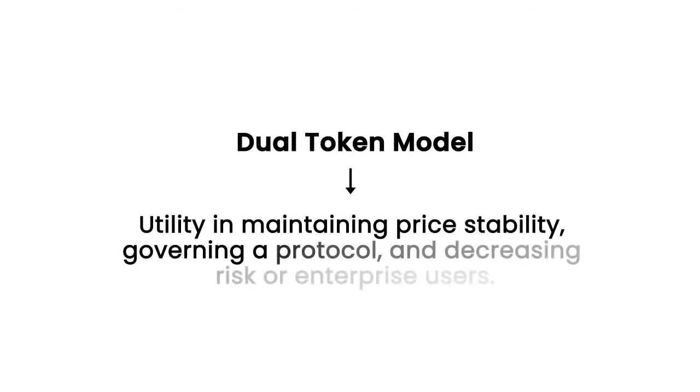that effectively ended ICOs. Outside of ICOs, the dual token model has a lot of utility in maintaining price stability, governing a protocol, and decreasing risk for enterprise users. MakerDAO, for example, uses their Maker token for governance, utility, and recapitalization. Token holders have the authority to vote on governance proposals to upgrade or make changes to the protocol. Maker tokens are also used to keep their stablecoin DAI pegged to the US dollar.